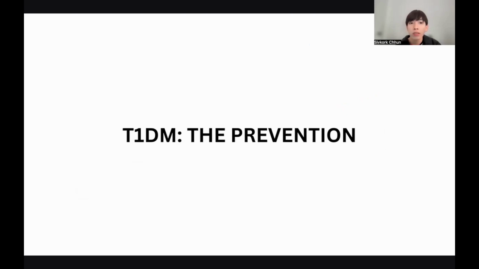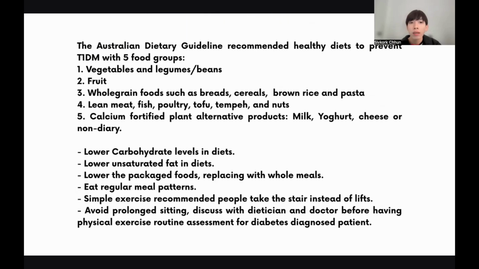So the preventions refer to lifestyle changes. And here I did research on the Australian dietary guidelines. They recommend a healthy diet to prevent type 1 diabetes mellitus with 5 food groups. Group 1, vegetables and legumes, if I pronounce that correctly, and beans. Group 2, fruits. Group 3, whole grain foods like bread, cereal, brown rice.